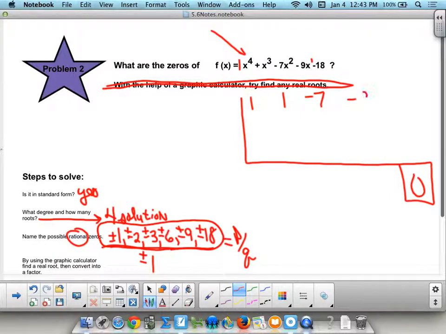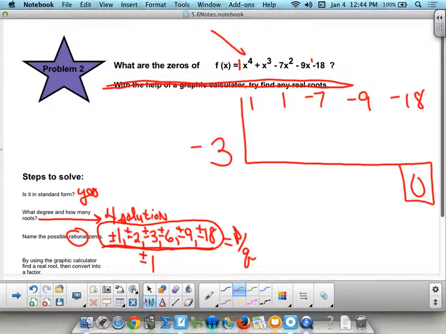It's entirely too big. If any group gets it, go ahead and tell me because we don't want to waste too much time here. -3 works, I'm hearing. 3 works too, also, I guess, right? 3 works also. Okay, but we have to start somewhere, and I'm going to pick -3 because Haley said it first.